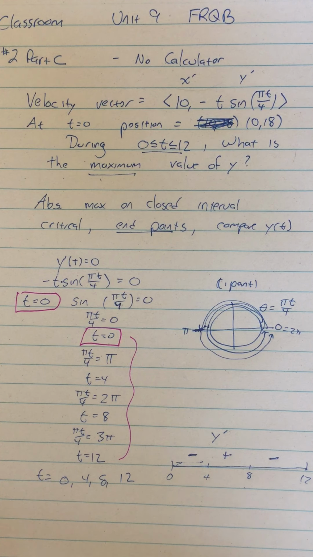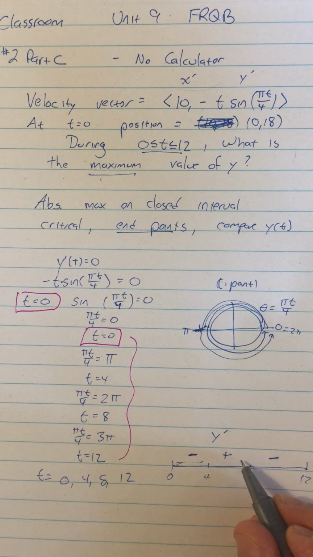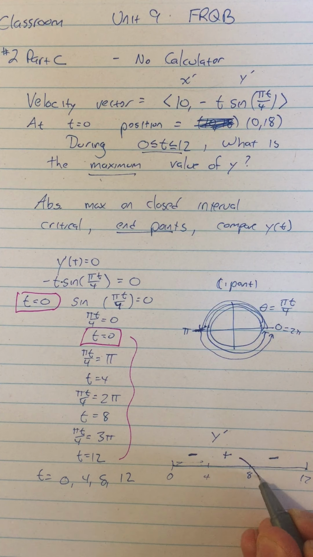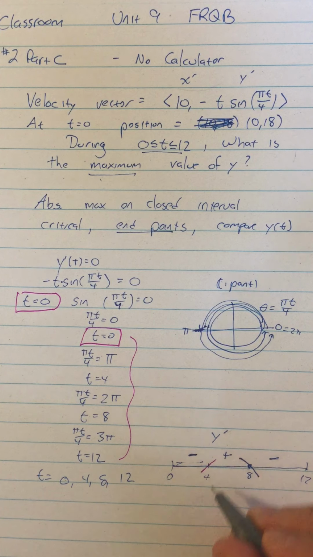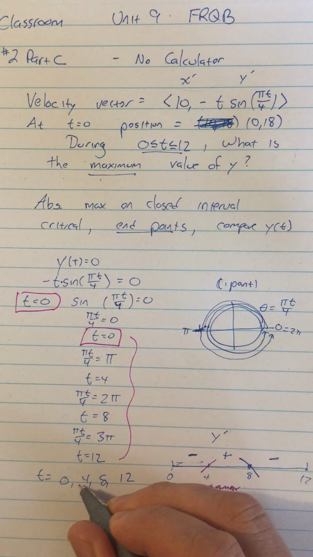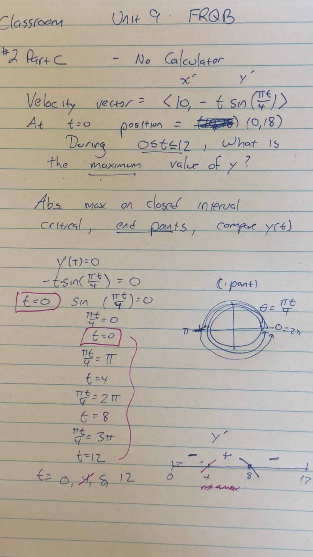So now I'm looking for where does y prime change from positive to negative? y prime changes from positive to negative right here at t equals 8. At t equals 4, y prime is changing from negative to positive, so that is not a max, and we can eliminate that from our list. We can't eliminate the endpoints because I could have an endpoint max or min.